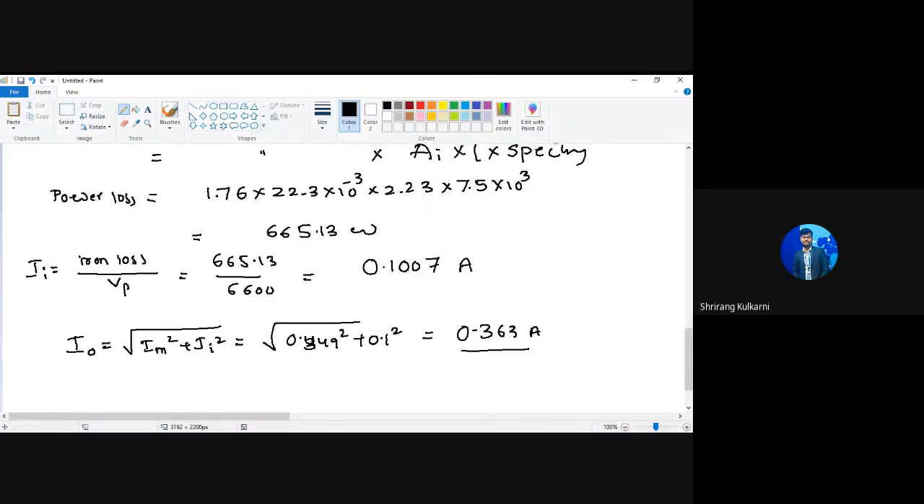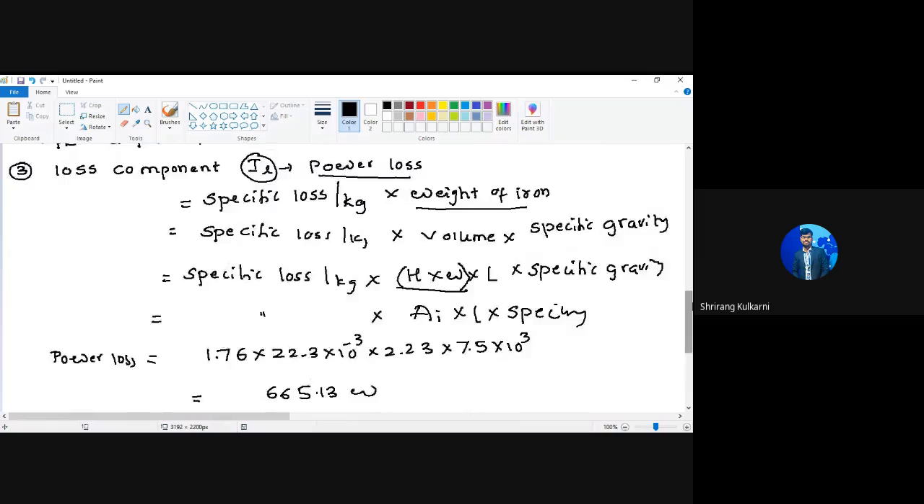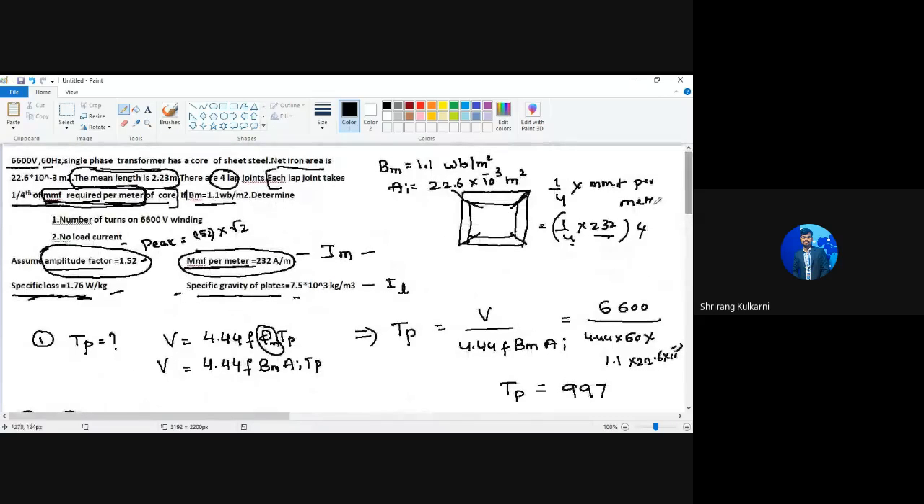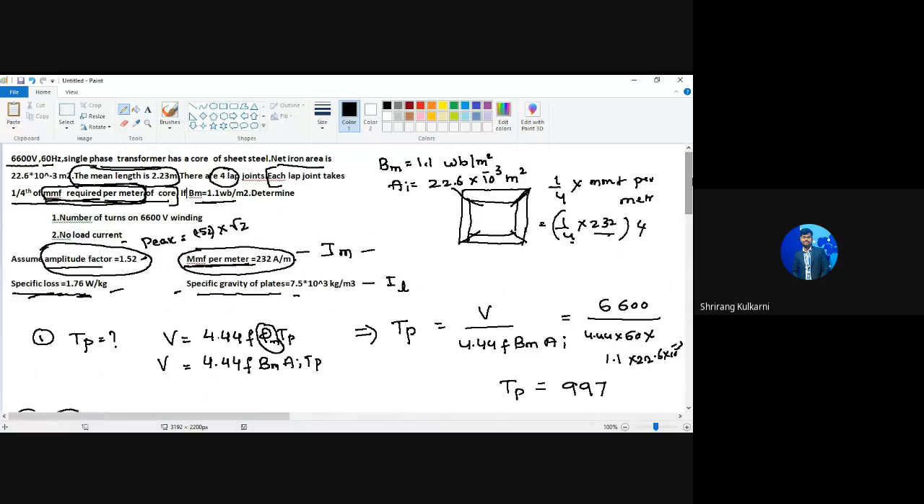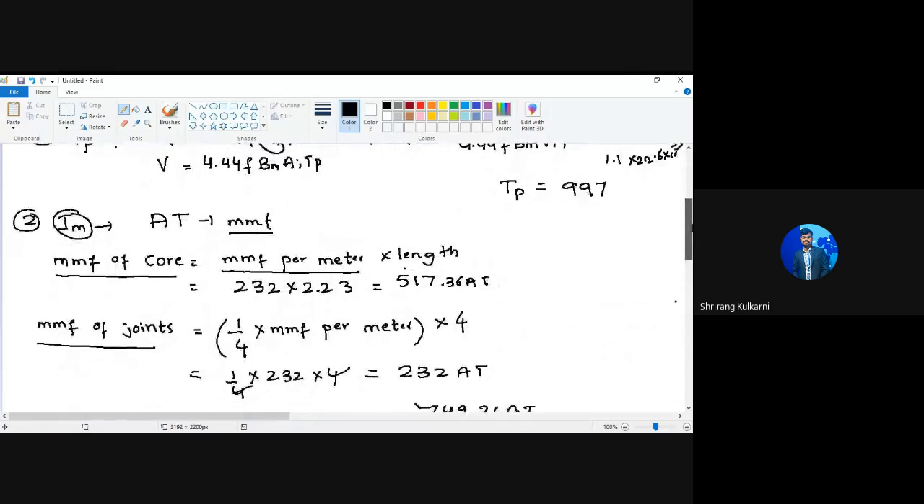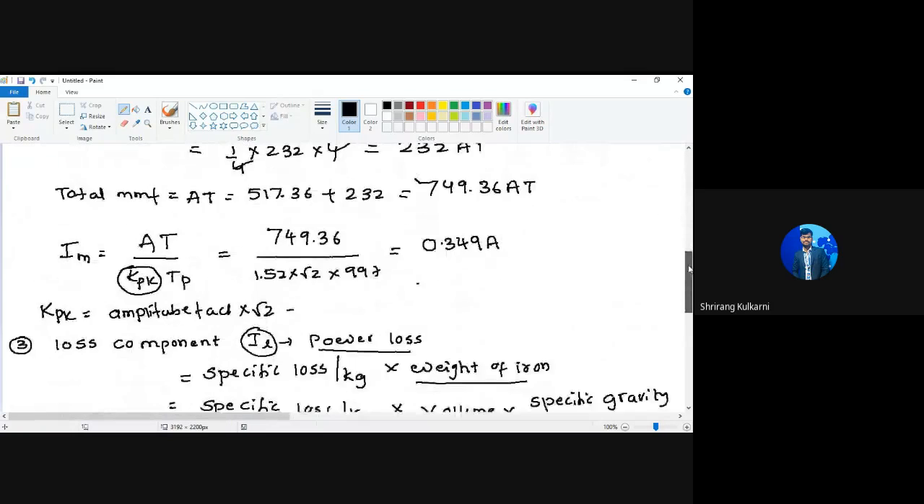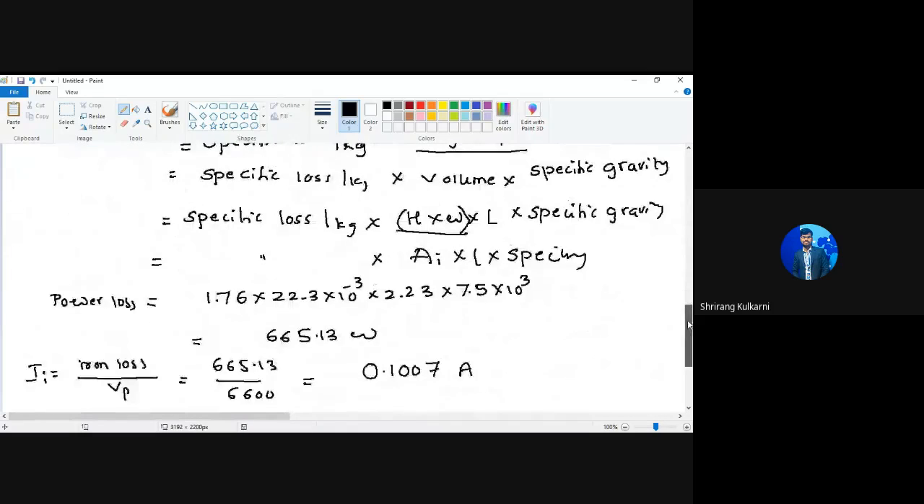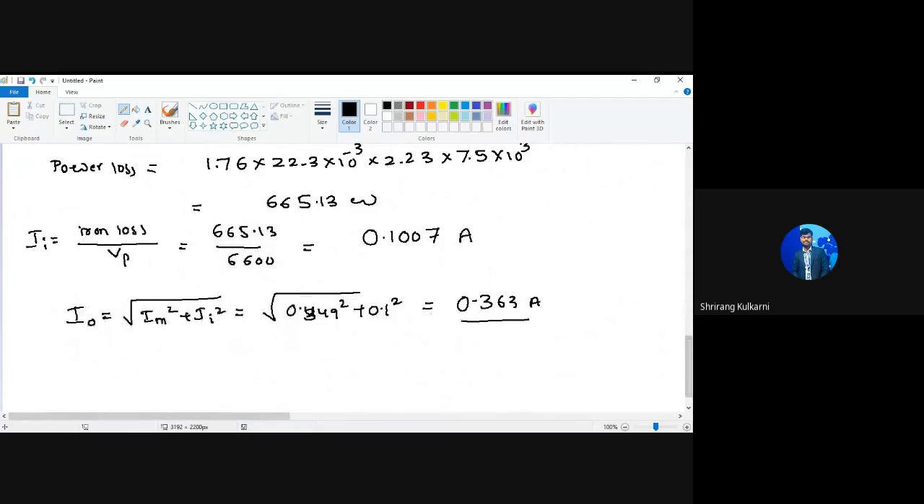Using that you can calculate the current. Using that total current, the no load current, you can calculate using this formula in rectangular form. You will find 0.363 ampere. So like this we have to do the problem. They will give the problem in this manner, and based on the given data, first we have to calculate the magnetizing component. After that we can calculate the loss component. After that we can calculate the total no load current.